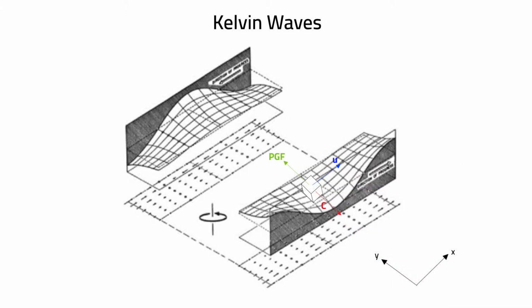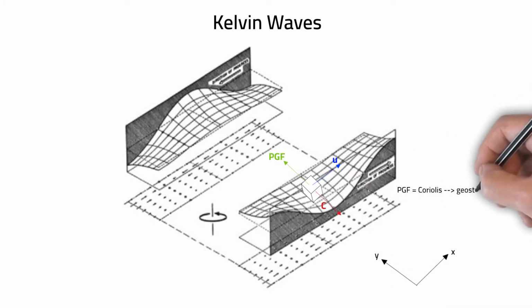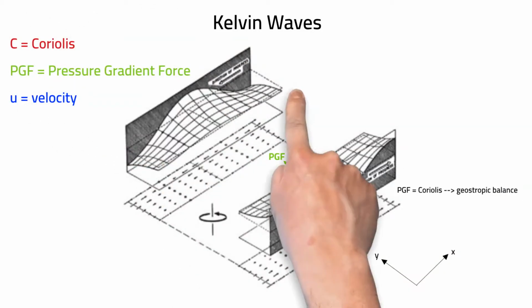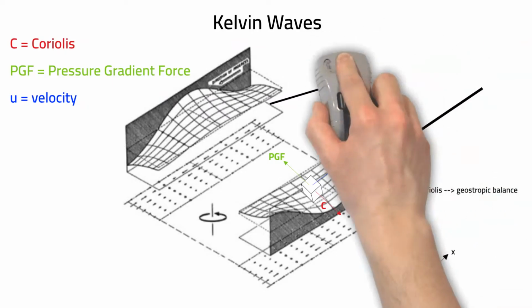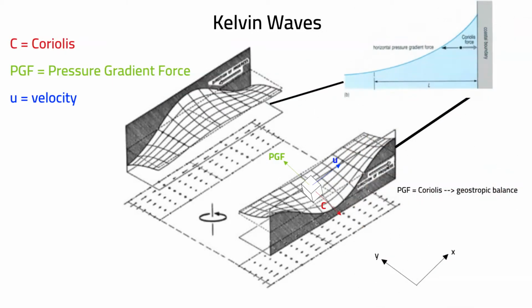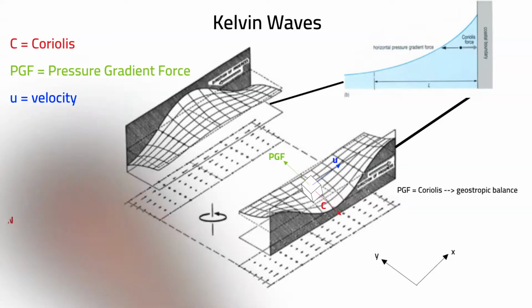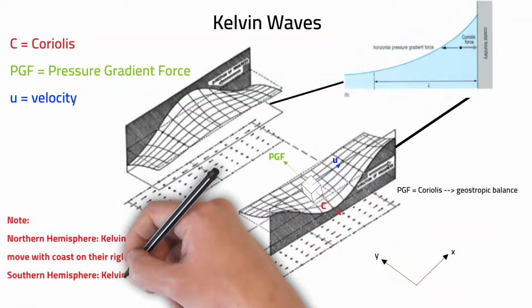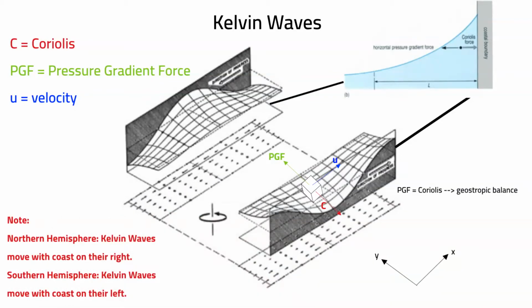As pressure gradient force equals Coriolis force, we have geostrophic balance. This horizontal pressure gradient force arises from the uneven elevation of the sea surface towards the coast. Important points to be made are that in the northern hemisphere, Kelvin waves travel with the coast to their right and to the left in the southern hemisphere.